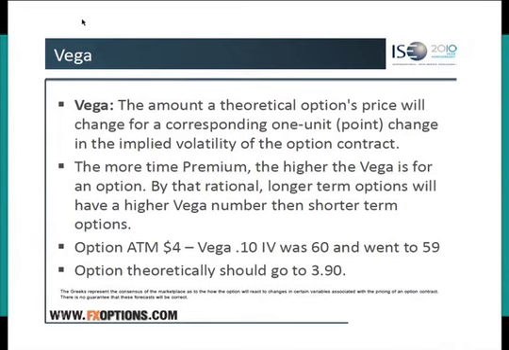Okay, so now, when we're looking at Vega, this is another one that I want to talk about in a strategy, and I want people to think about this. If we're looking at advanced strategies, and you're thinking about this paragraph, the more time premium, the higher the Vega is for an option contract. By that rationale, longer-term options will have a higher Vega number than shorter-term options. And I want to think about calendar spread traders. Okay, what is a calendar spread?